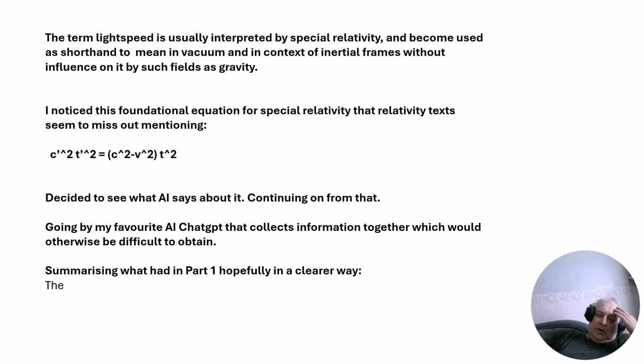And I decided to see what AI says about it, so I'm continuing on from what was happening in the last one in part 1. And so going by my favourite AI, which is ChatGPT, that collects information together which would otherwise be difficult to obtain. And I'm going to summarise now the sort of thing I did in part 1. Part 1 is about deriving the equation and so forth. Now I'm trying to explain what the equation means, and AI's hopefully going to make that clearer.